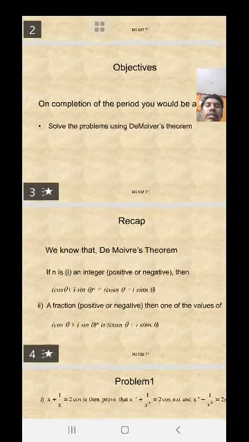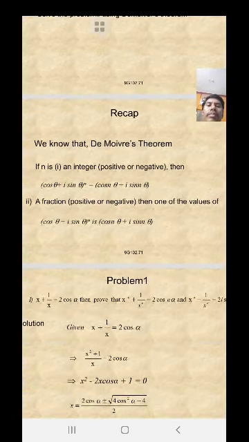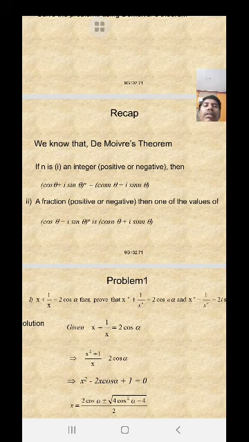We know that De Moivre's Theorem: if n is an integer, positive or negative, then (cos theta plus i sin theta) whole power n equals cos n theta plus i sin n theta. If n is a fraction, positive or negative, then one of the values of (cos theta plus i sin theta) whole power n is cos n theta plus i sin n theta.